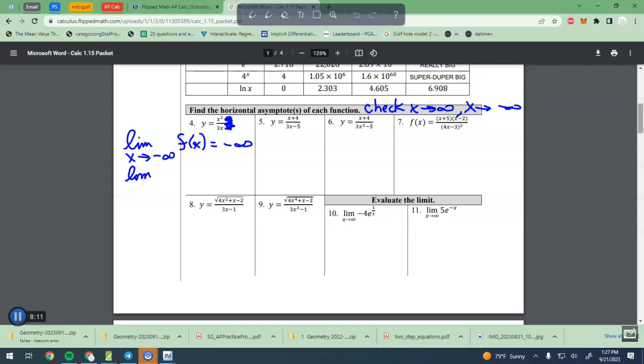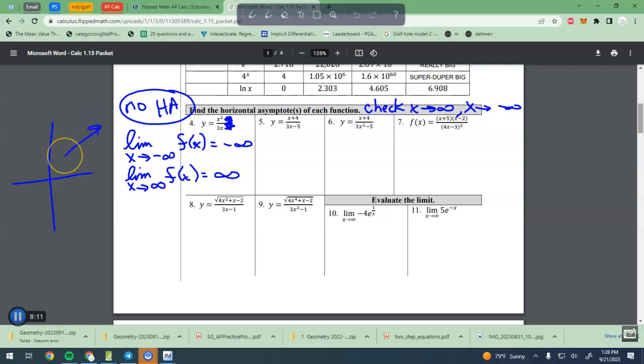I need to check the other side also. As x goes to infinity, my answer is going to be either positive or negative infinity. I just have to figure out which one. So I plug a positive into the top, it's still positive. If I plug a positive into the bottom, it's still positive. So this is infinity, and there are no horizontal asymptotes. So on the right-hand side, it goes up forever, and on the left-hand side, it goes down. I don't know or care what happens in between. I'm just looking at way over here. Okay, it's going up forever. Way over here, okay, it's going down.